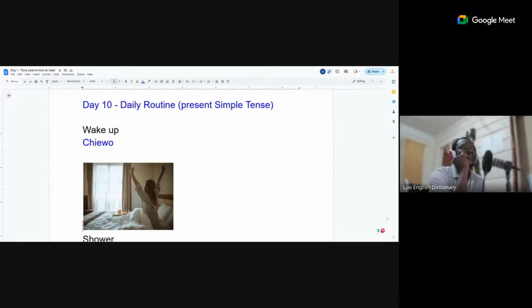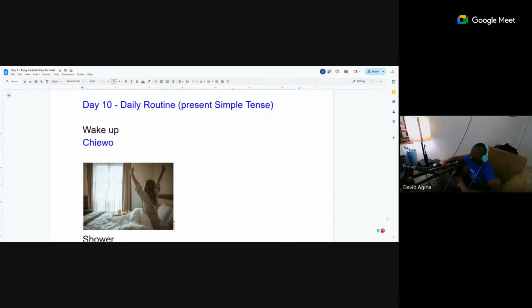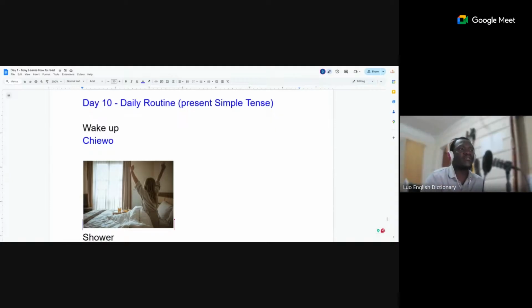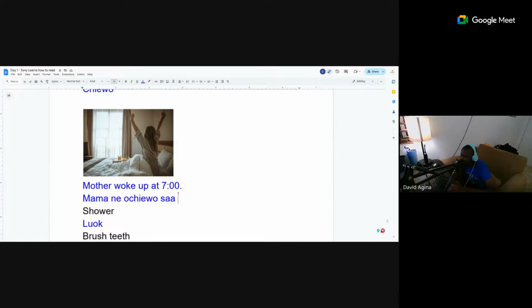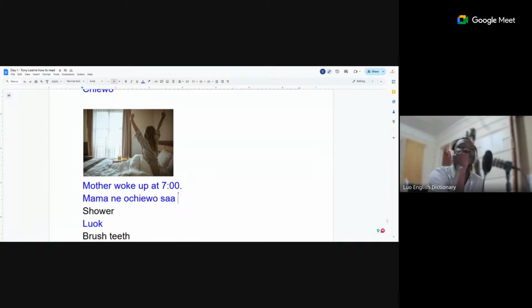There you go. Make it smaller. So that's like a mother waking up, right? So let's say mother woke up at 7 o'clock. Then the Luo would be mama ne ochiewo sa. Now 7 o'clock would be what time? 7 a.m. So in Luo, it would be what time? Is it still 7, or what is the word?